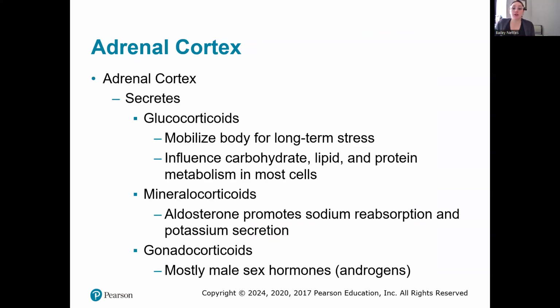All right, so now we're on to the adrenals. So the adrenals secrete the glucocorticoids, mineral corticoids, and then the gonadocorticoids. So glucocorticoids mobilize the body for long-term stress and influence carbohydrate, lipid, and protein metabolism. The mineral corticoids promote sodium reabsorption and potassium secretion. And the gonadocorticoids are mostly male sex hormones, the androgens. Okay.